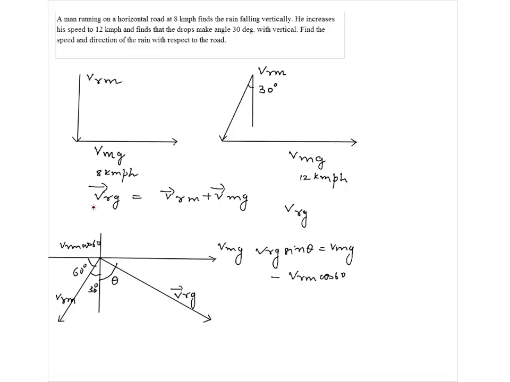So component of it on this side will be equal to component of this side also, the same direction. VMG will come fully. VRM will not come fully. VRM cos 60 and that too in this side, so minus sign will come. Any questions?